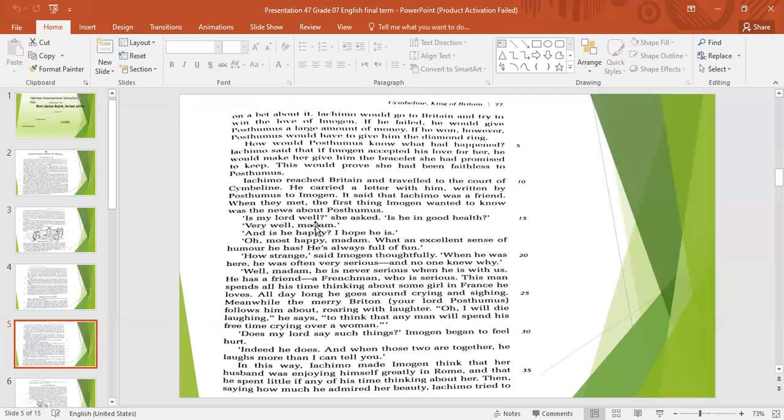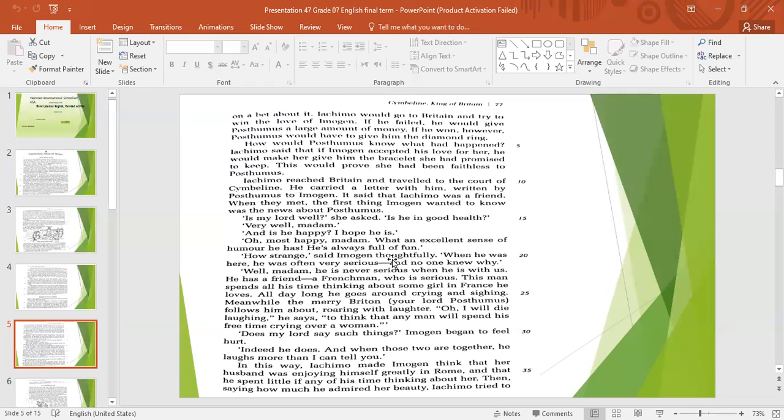"Is my lord well?" she asked. "Is he in good health?" "Very well, very well, madam." "And is he happy? I hope he is." "Oh, most happy, madam. What an excellent sense of honor he has. He is always full of fun."